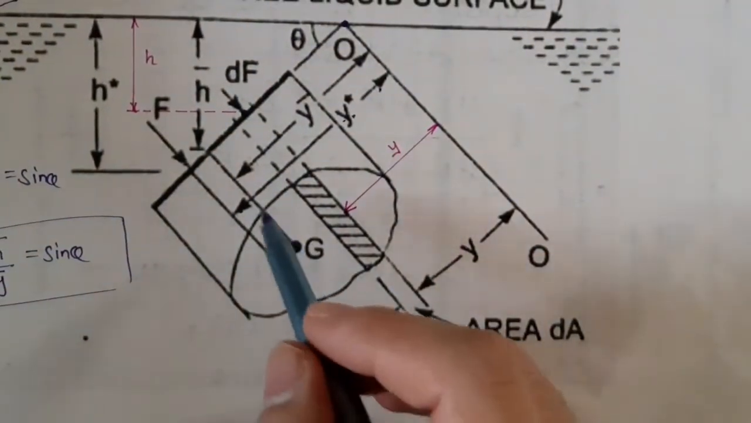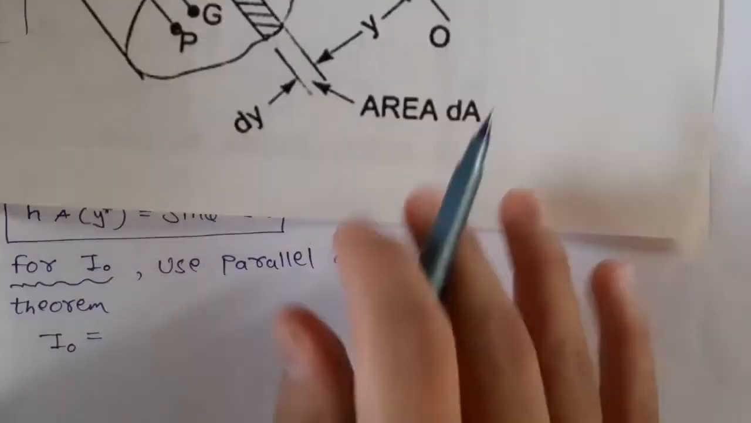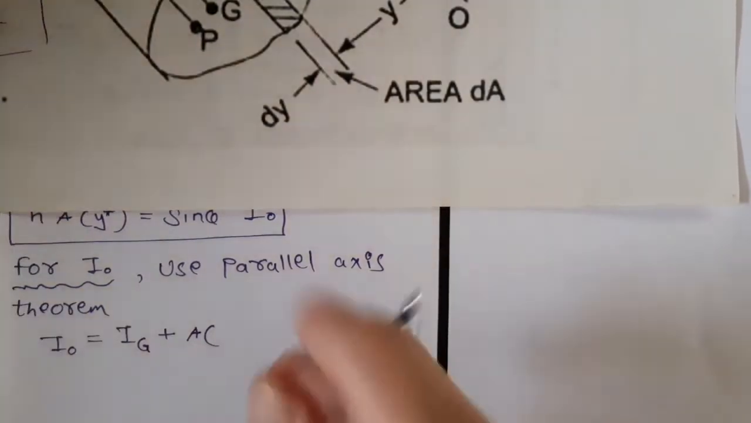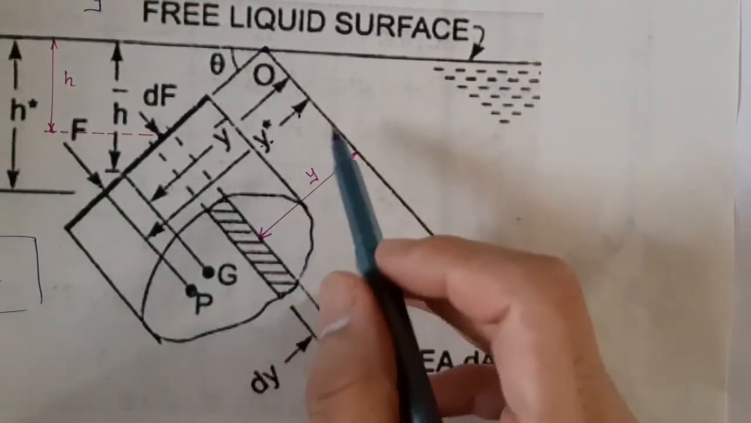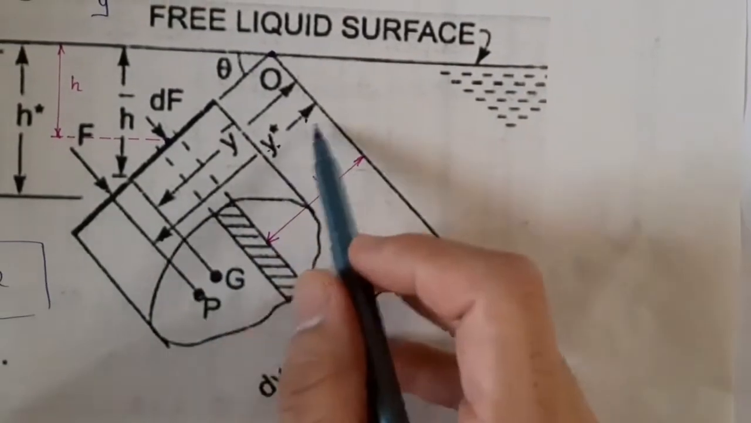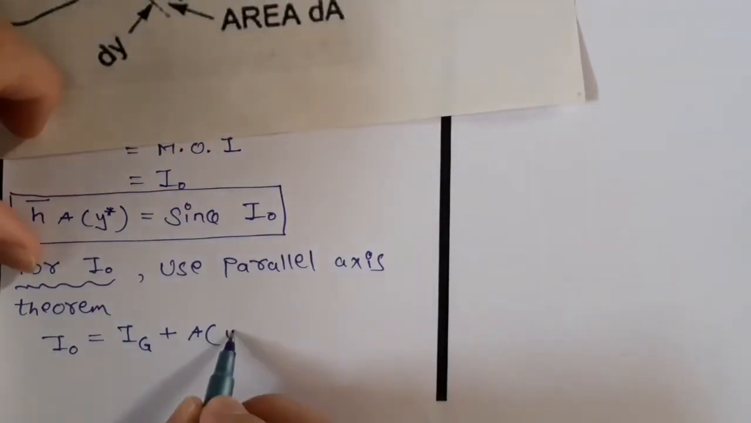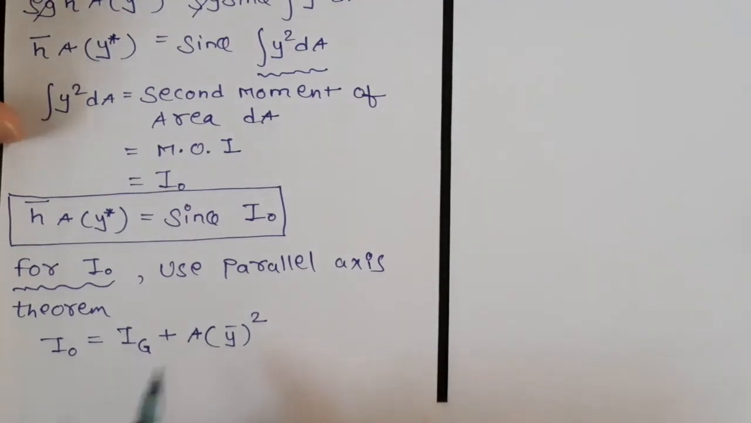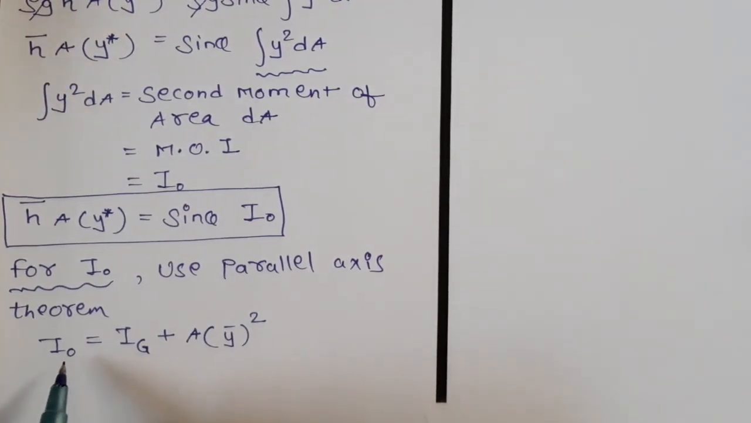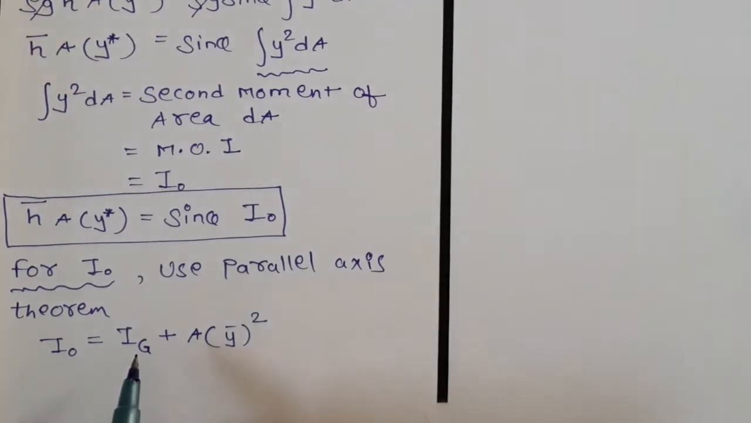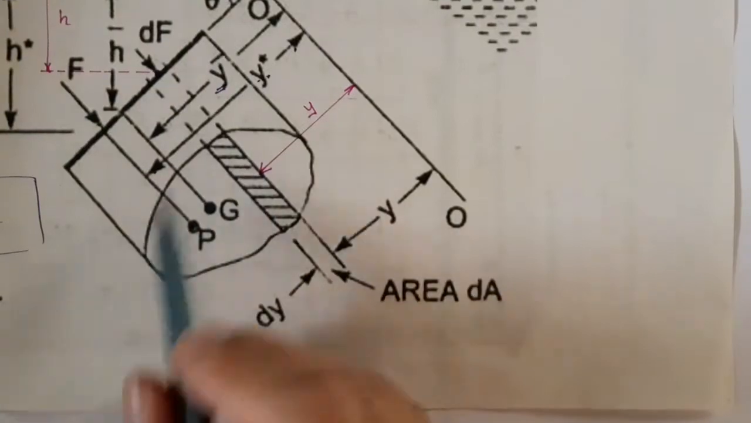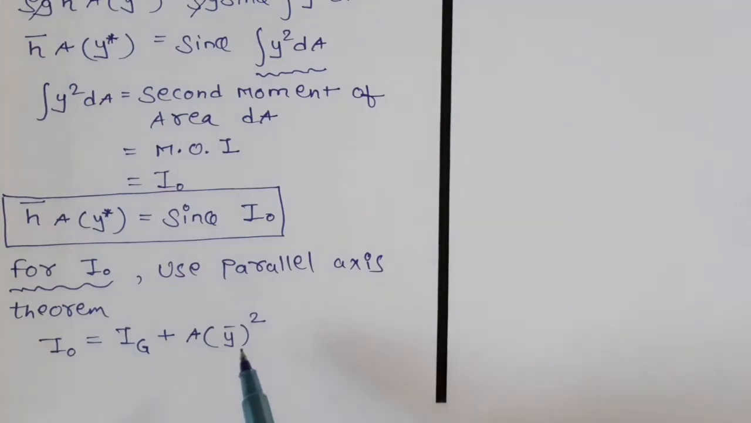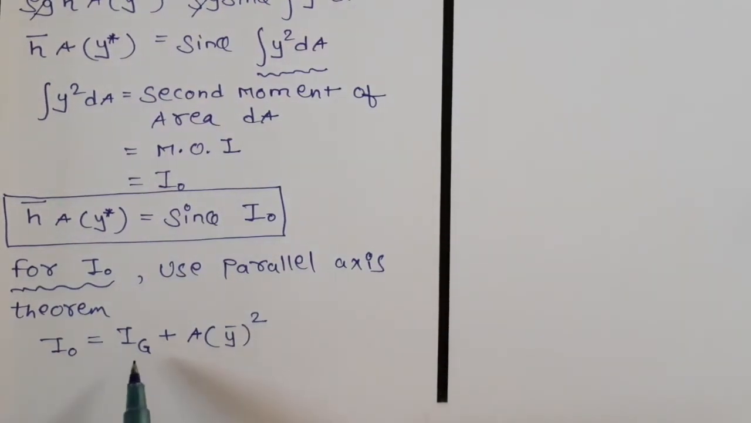Generally we know the moment of inertia about this centroidal axis, so we will write IO equals IG plus area into distance squared. The distance between this centroidal axis and the OO axis is y bar, so this is y bar squared. So IO equals IG plus A into y bar squared, where IO is the area moment of inertia about the OO axis, IG is the moment of inertia about the centroidal axis for this shape, A is the area of this shape, and y bar is the perpendicular distance between the OO axis and the centroidal axis.